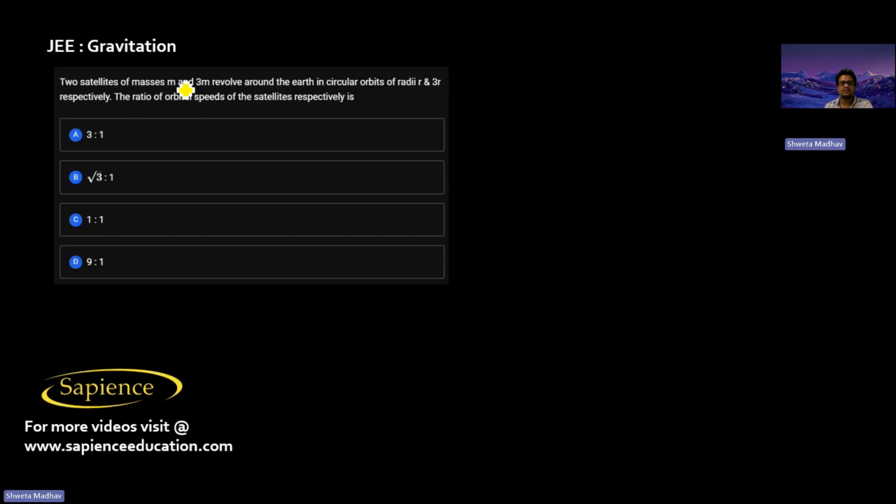Then it is told, two satellites of masses m and 3m revolve around the Earth in circular orbits of radius r and 3r respectively. The ratio of orbital speed of the satellites is? So the orbital speed is given as root over gm by r, where r is the orbital radius and m is the mass of the Earth. So it means the orbital speed is independent of the mass of the satellite. So the orbital speed is inversely proportional to the square root of the orbital radius.